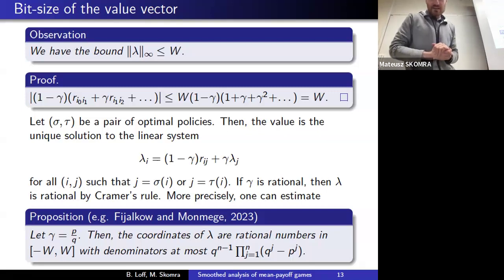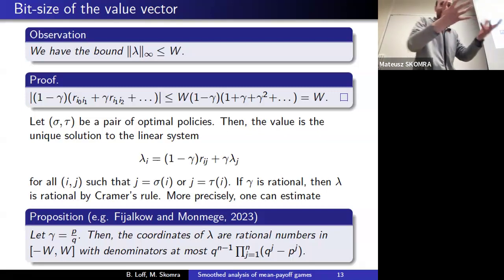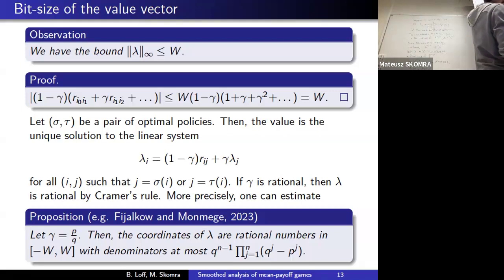So now, as computer scientists, we should ask ourselves the question: can we compute this stuff, right? So what can we say about this value? Suppose that I have a pair of optimal policies, because by the previous proof it's not even obvious that, if my payoffs are integers, the value is a rational number, right? It could maybe be irrational because it's just some kind of fixed point. So let us prove that this is actually not the case. Suppose that lambda and tau is a pair of optimal policies. So now the value is what? Well, the value is the unique solution to this system of equations.